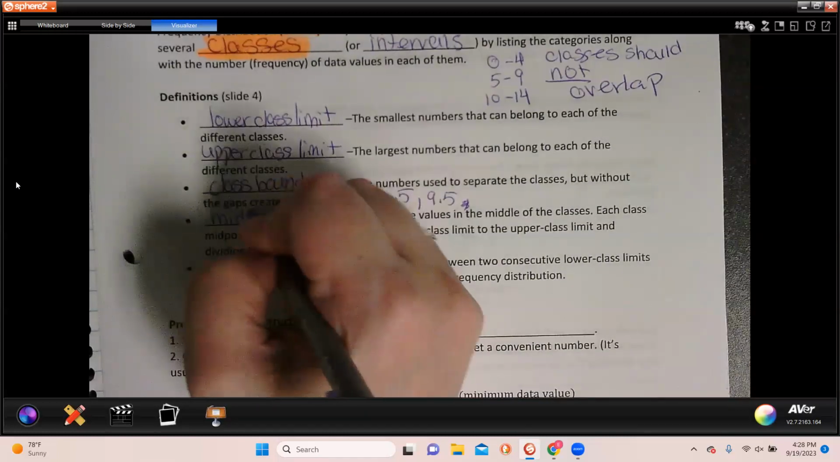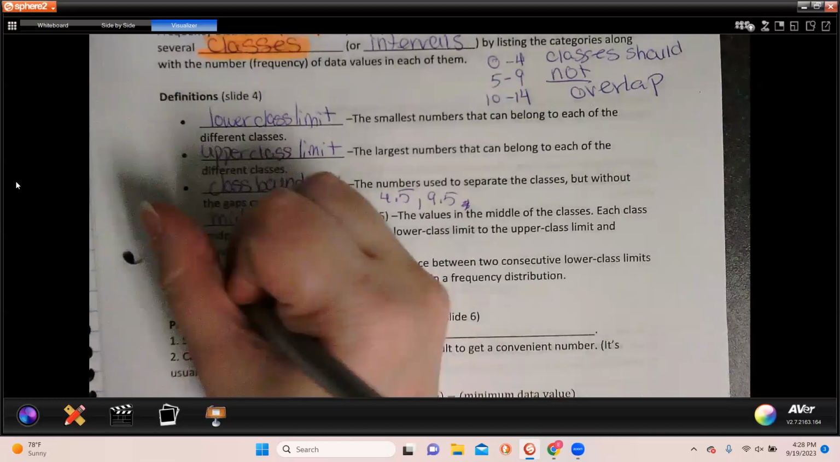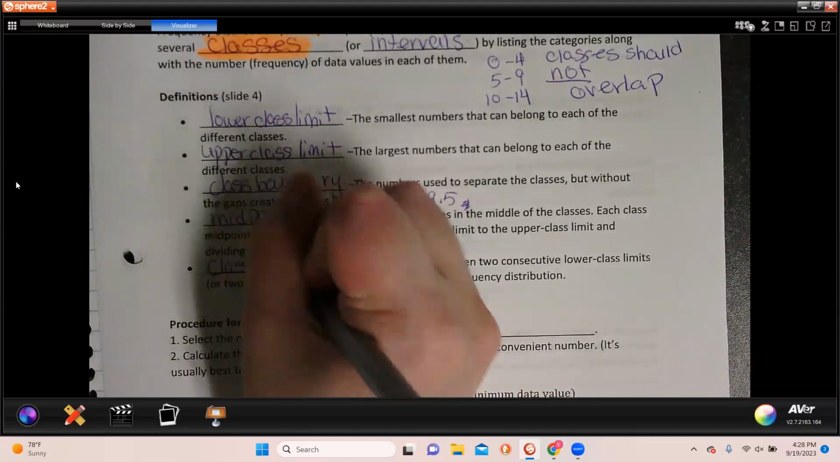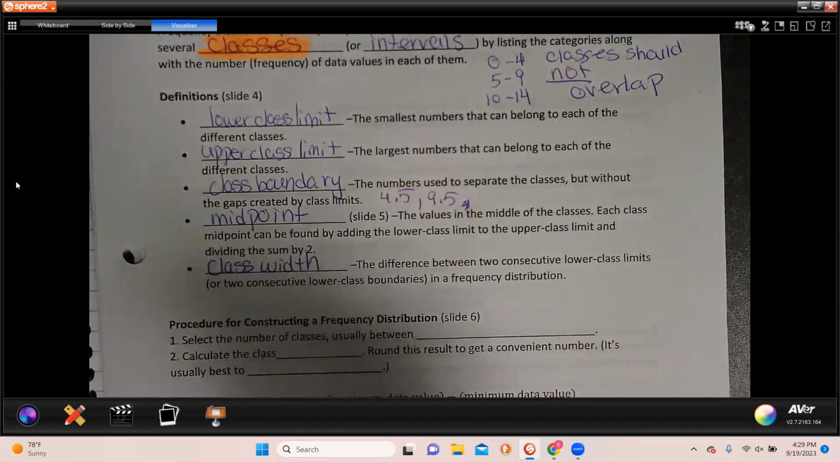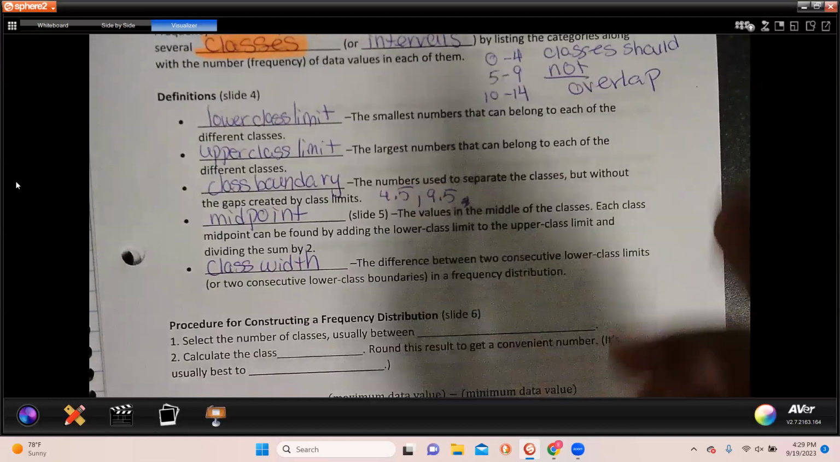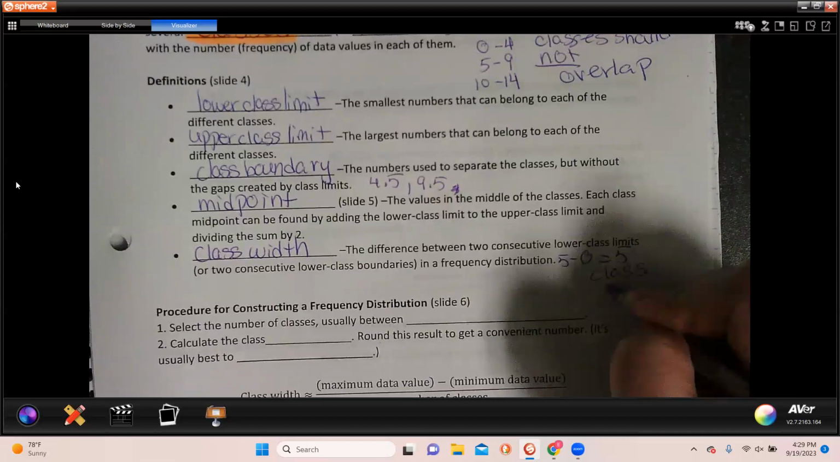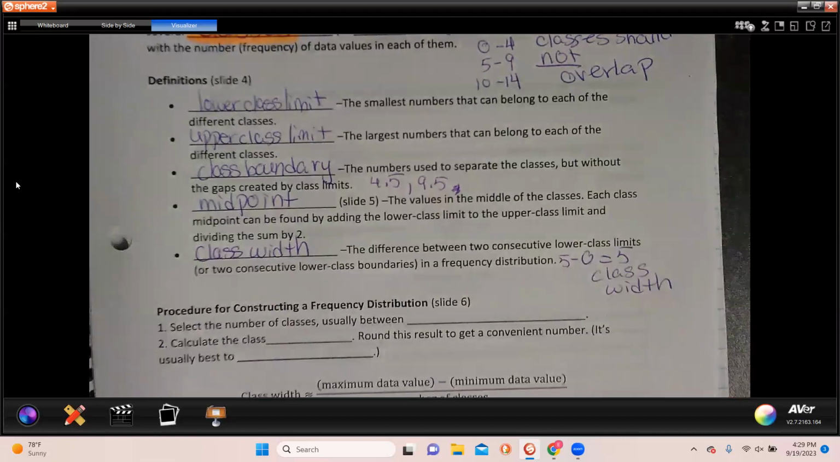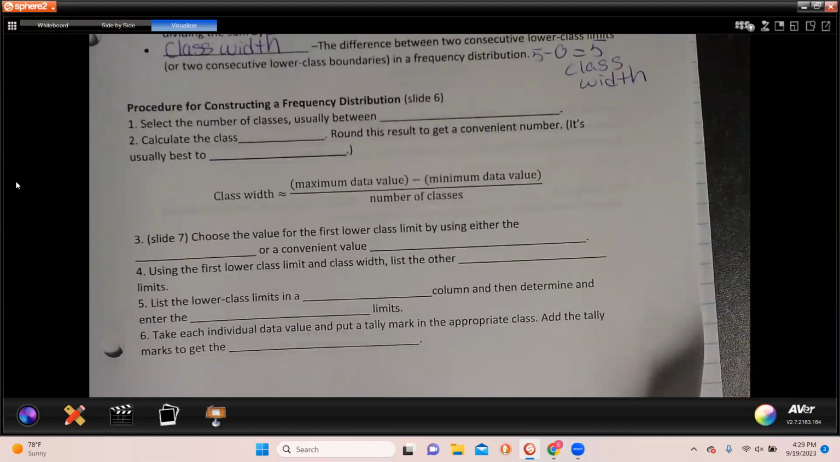The midpoint is the value in the middle of the class. Each class midpoint can be found by adding the lower class limit to the upper class limit and then dividing by 2. The last one is called the class width. The class width is the difference between two consecutive lower class limits. So from 0 to 5, if I subtract those, 5 minus 0, I get 5 as my class width.